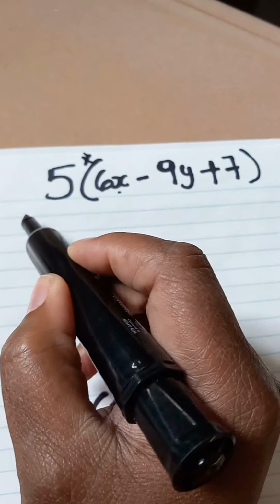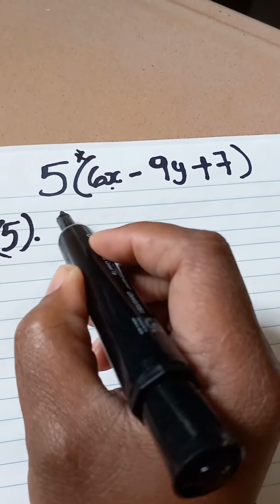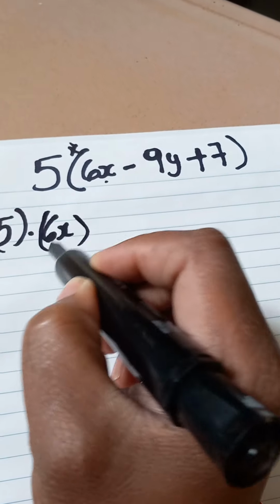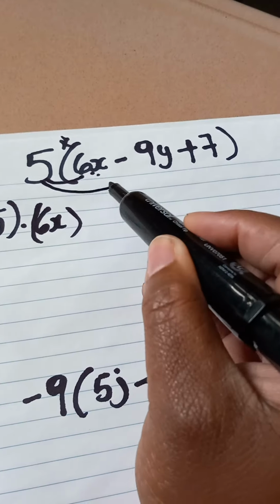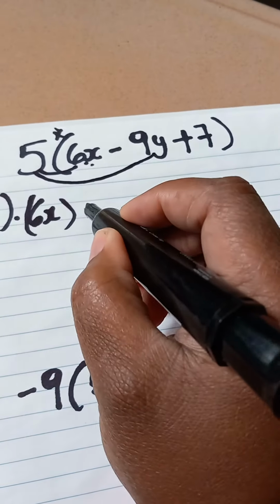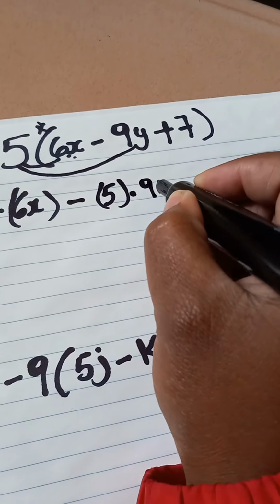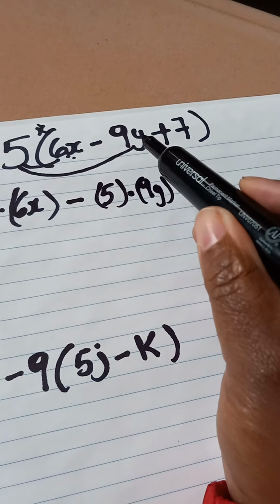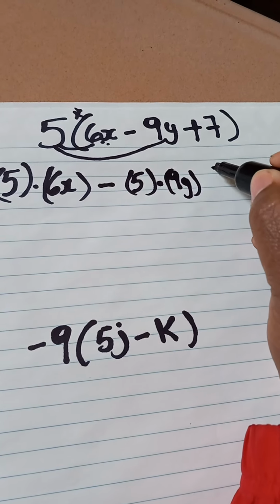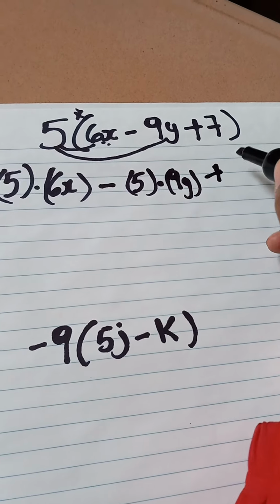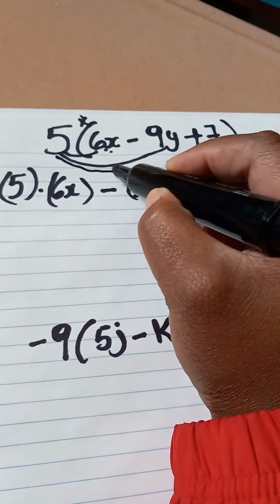So let's start. I have my 5, and I'm going to multiply that with my 6x. Not only my 6, but my 6x. I'm going to take my 5 again and multiply with my 9y. Put my minus, my 5 times my 9y. Not only my 9, but my 9y. And again, I'm going to put my sign, my plus. And I'm going to take my 5 again and multiply it with my 7.